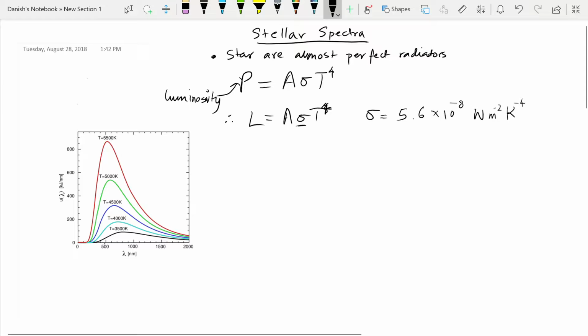Another law which is helpful here is the relationship between the peak wavelength, as we discussed, and temperature. The peak, for example for the red one, is right here. So the peak wavelength would be here, roughly. Similarly, for the blue one, it's right here. The peak wavelength would be here, for example.